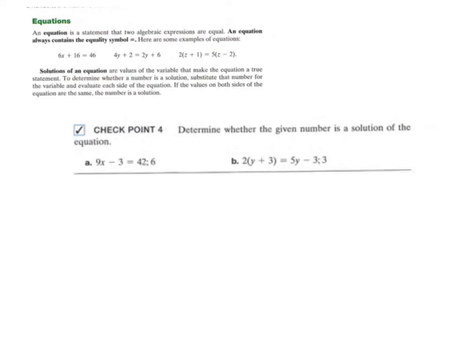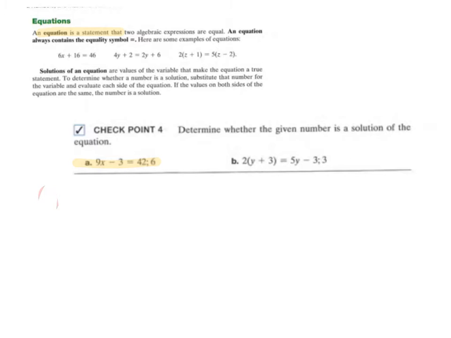So now what we want to determine is, if we have an equation, we want to know if it's equal. If we give you a number, in this case we have an equation, and we want to know whether this equation is equal or true. And to do that, we substitute and see if it's true. So here is our first equation right here. And so I'm going to substitute the 6.